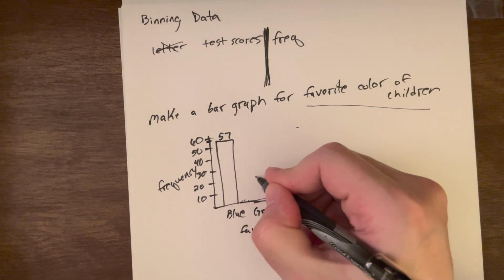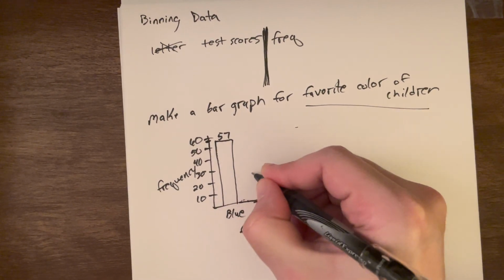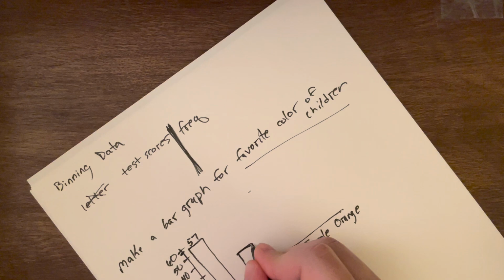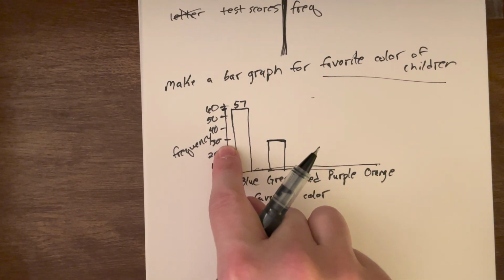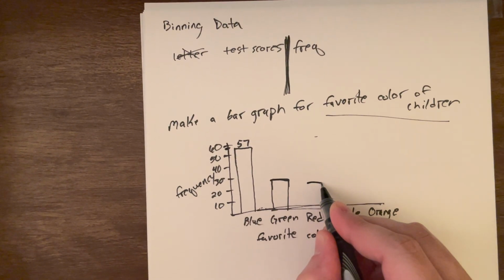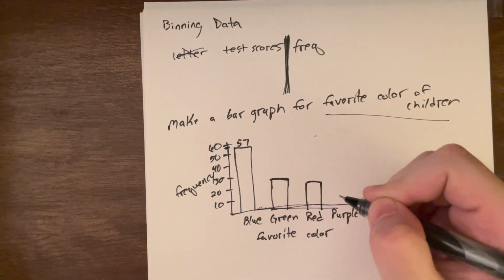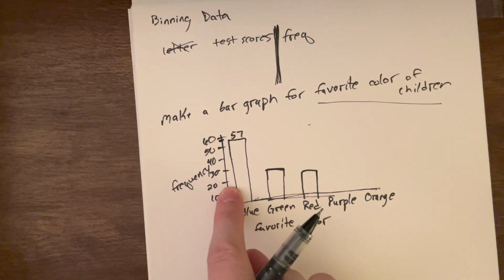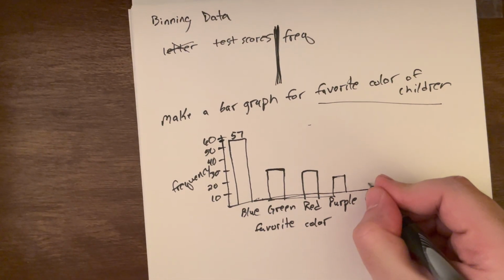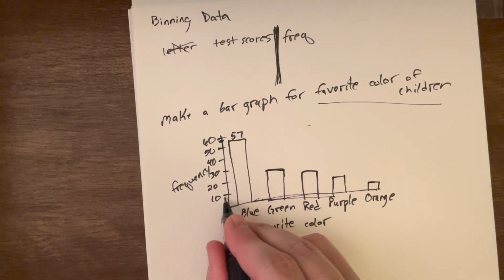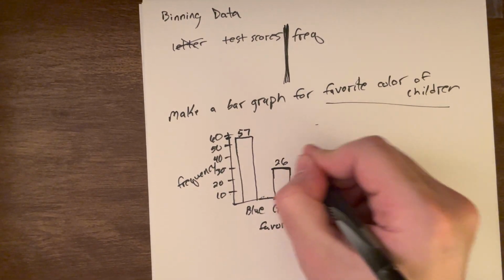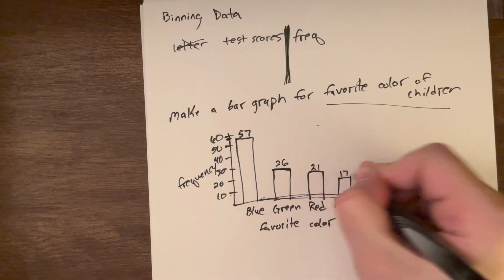Next is 26 for green. So I've got to get just a tiny bit more than halfway up between the two. So green is lining up about here. Red is only 21. That's going to be even lower, so about here. Purple is at 17, so now I'm looking at something about here. And lastly, orange is 9. Trying to make sure that's lining up just under the 10 marker. And like I said, it's not a bad habit, when you can't exactly see where they line up, to include that second value here.